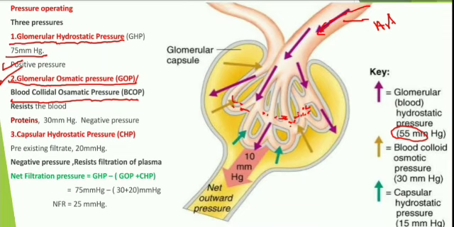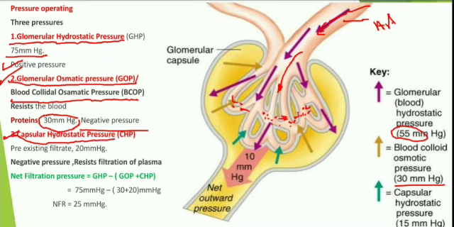Already I told you, these proteins are present in the glomerulus. When new blood enters the glomerulus, it hits the proteins, and at that time it creates the pressure known as glomerulus osmotic pressure. This pressure is about 30 millimeter Hg. It is also the same in other sources, and it creates negative pressure because this pressure resists the blood.